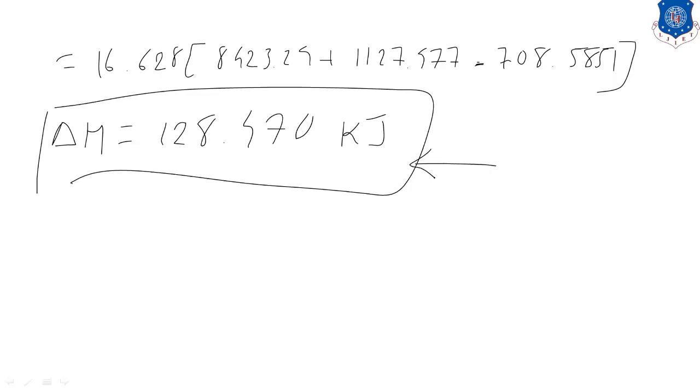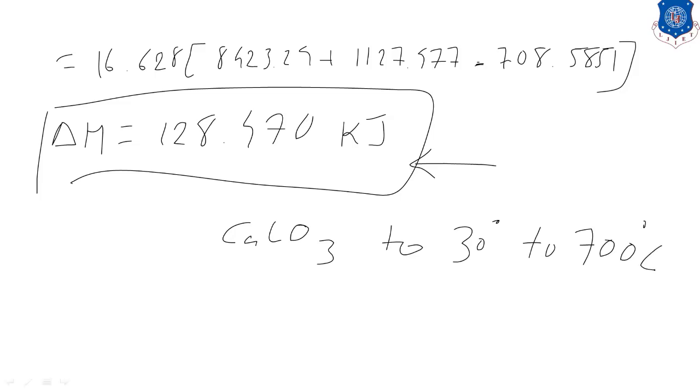This much amount of heat is required for CaCO3 to heat up from 30 degrees Celsius to 700 degrees Celsius. So this becomes our answer. Now let's calculate the second numerical.